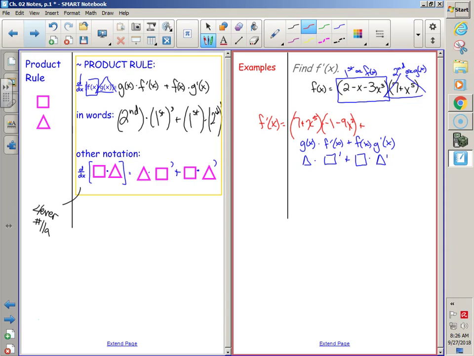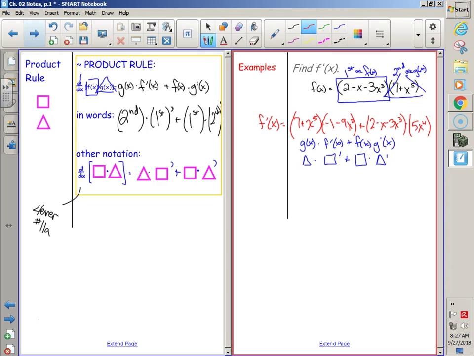So, second D first, g f prime, triangle box prime, plus first D second. F stays the same, g prime. Box stays the same, triangle prime. First stays the same, second prime, whichever version you're using. What's the derivative of g? What's the derivative of triangle? What's the derivative of second? 5x to the 4th.